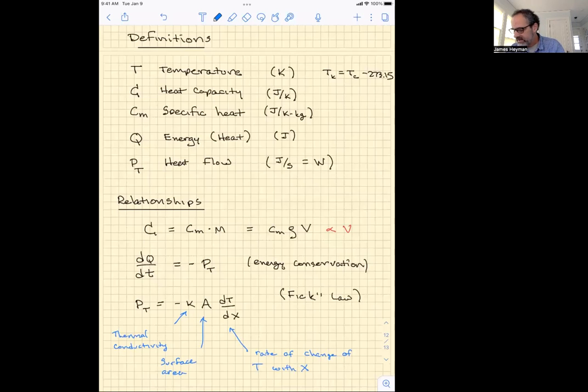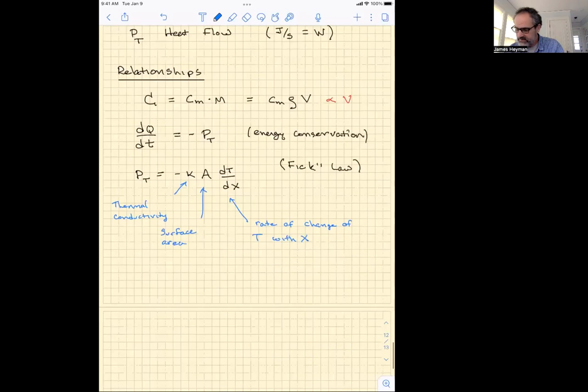Basically, the fact that the power is proportional to the thermal gradient tells me that if I have a large temperature difference between two points, then there'll be a lot of heat flowing from the hot area to the cool area. Okay? I'm going to illustrate this last law with a drawing. Give me a second, and don't laugh.